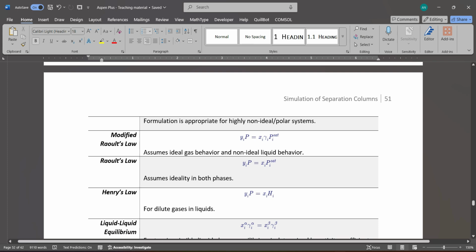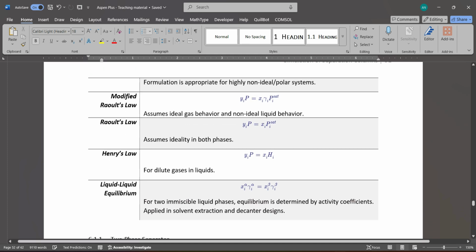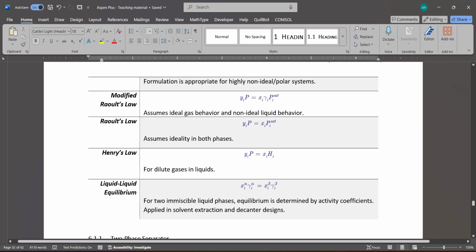Then there is Henry's law. Since dilute gases or non-condensable gases do not have a saturation pressure, Henry's constant is used instead of the saturation pressure of the non-condensable or dilute gases. The common applications of Henry's law include dissolved gases in liquid solutions.